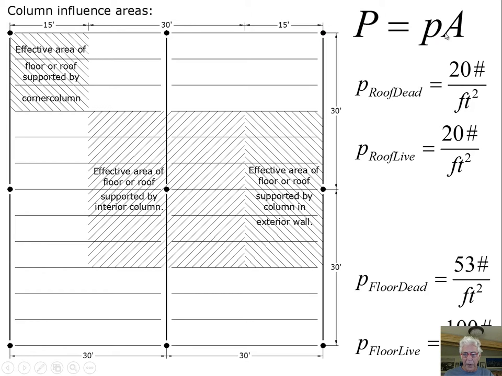Area supported by column is 100 feet. 100 times 990, the feet are canceled. We're left with pounds, or 90. Now, I want to know the cumulative total factored axial force the column designates.